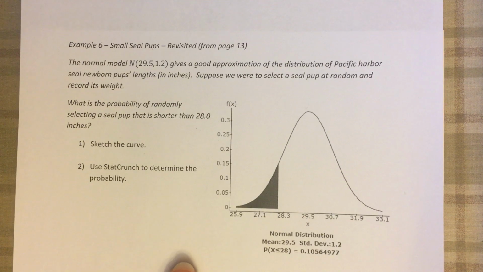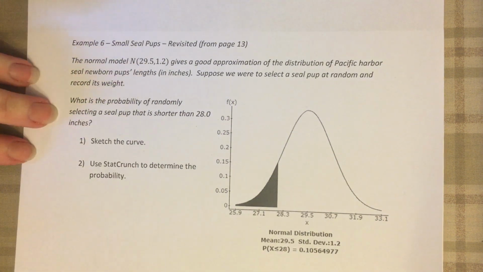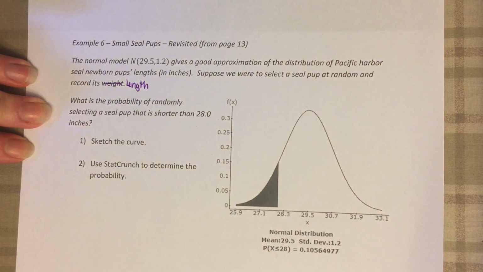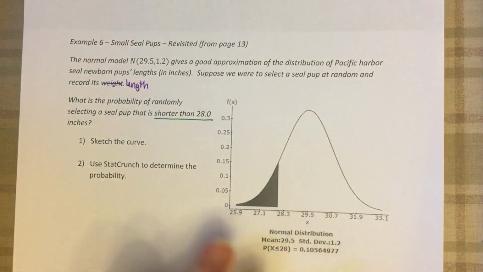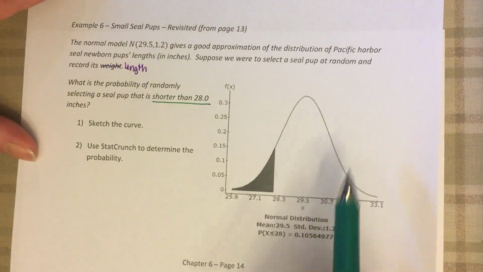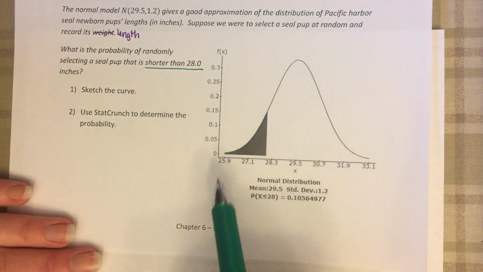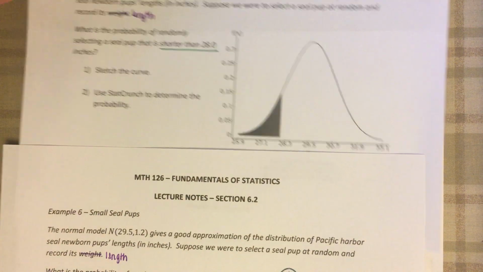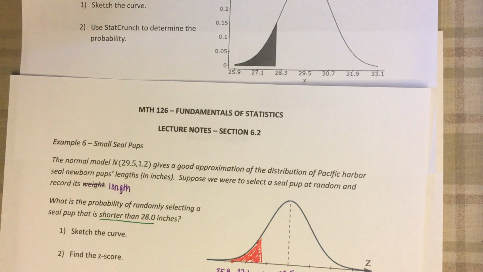So previously, in one of the last examples, we were looking for the probability of randomly selecting a seal pup and recording its length. And we were asked about a seal pup that was shorter than 28.0 inches. So what you see here is the output that StatCrunch gives you. If we look at what we have down here, notice that our curve looks very similar to the curve that we did on the previous page. So those match, our labeling matches up exactly.